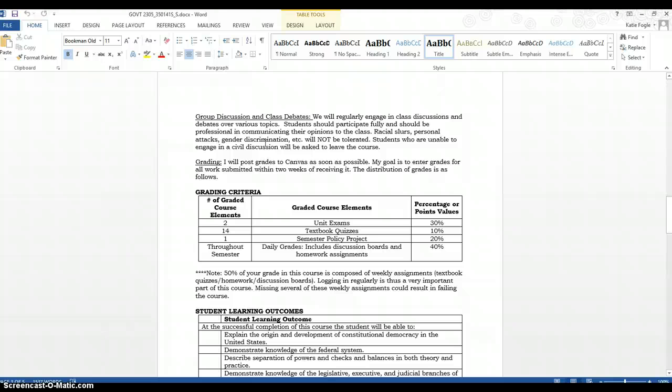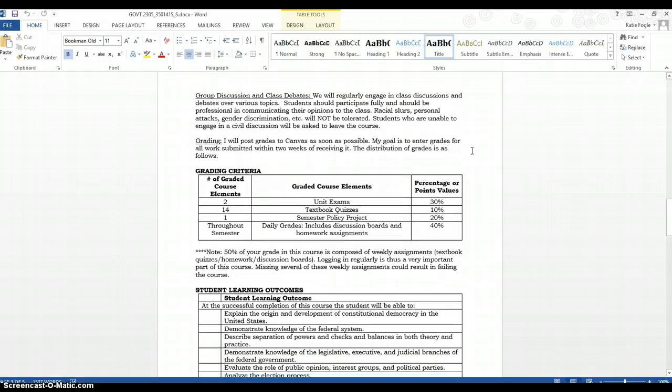You're all adults, and we should be able to discuss these issues in a civil manner without things becoming personal or offensive in that way.